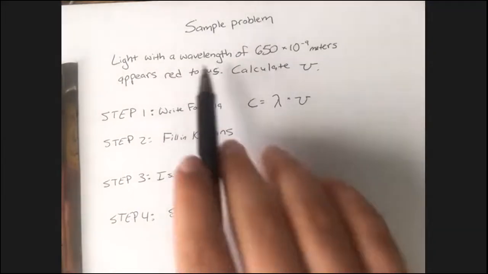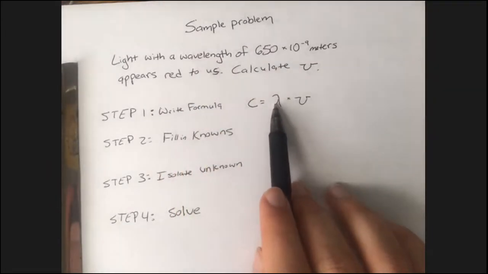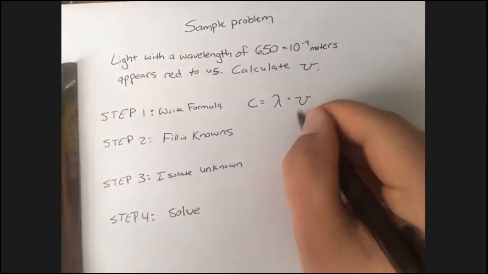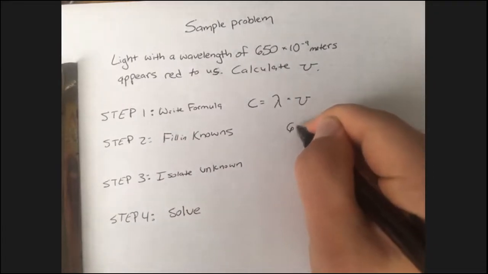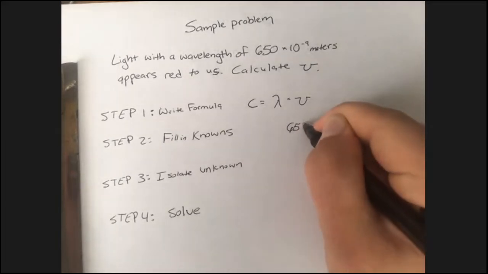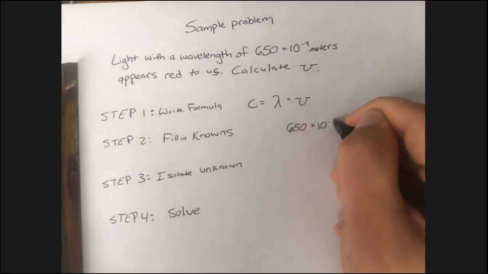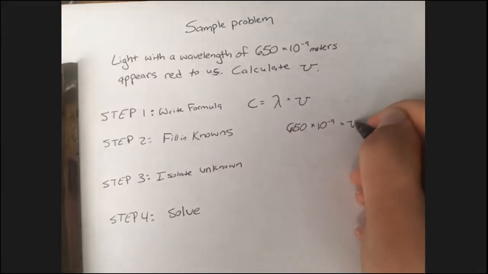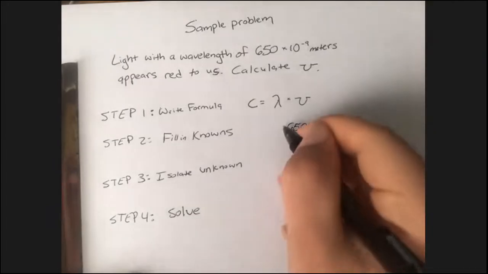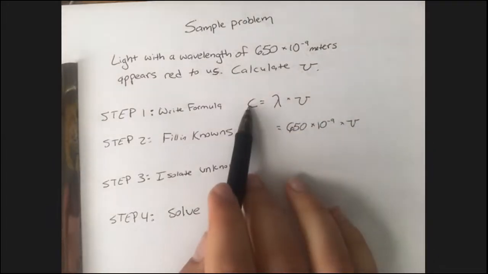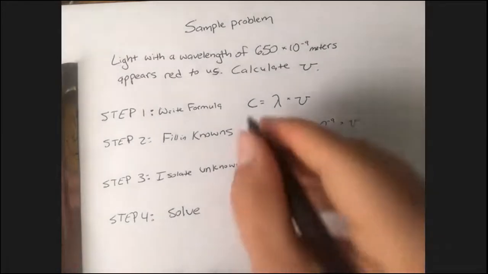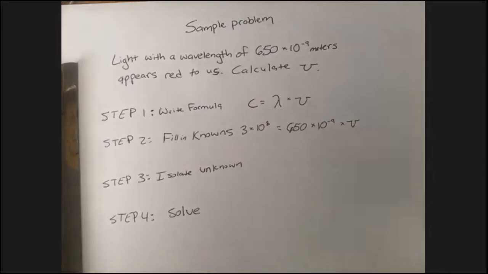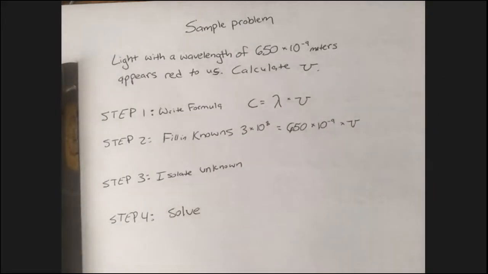Fill in the knowns. Well, I know that the wavelength, this is my wavelength, is 650 times 10 to the negative 9th. So I'm going to write that. 650 times 10 to the negative 9th. All right, I'm calculating my frequency, so I don't know that. However, do I know what C is, the speed of light? Yes, I do. That will always, always, always be 3 times 10 to the 8th power.